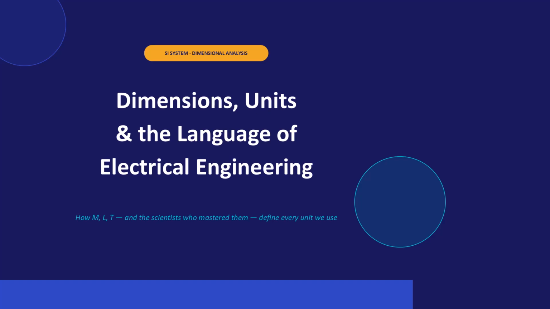Welcome. We are going to explore one of the most elegant ideas in all of science. The idea that every physical quantity can be expressed using just three fundamental building blocks: mass, length, and time. These are called dimensions, and together they form the backbone of the entire international system of units, which we call the SI system. By the end of this lecture, you will be able to look at any unit in electrical engineering, whether it is the volt, the ohm, the Farad, or the Tesla, and trace exactly where it comes from. You will also discover why so many of these units carry the names of brilliant scientists.